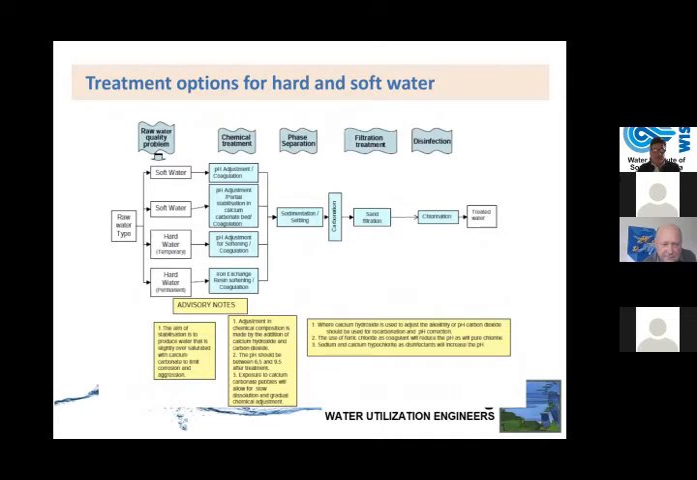Options for softening of hard waters like we have in the Karoo, for instance. In many of those towns, you will very distinctly taste the hardness of the water. But apart from that, the hard water causes calcium carbonate and calcium sulfate deposition on your heating elements and reduces the life of those kettles, geysers, and so on substantially if you use hard water over a prolonged period of time.